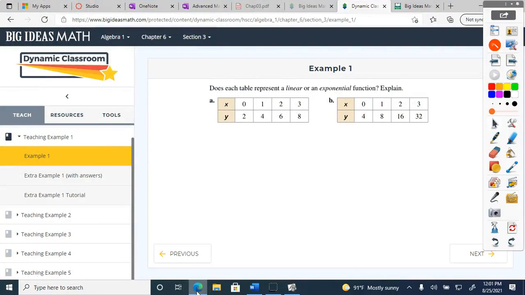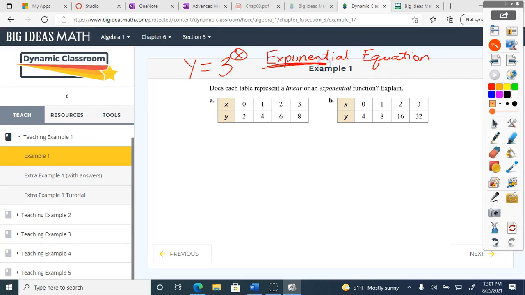All right. So, if it's y equals 3 to the x, x is the what? Exponent. So this is an exponential equation. Okay? The only requirement is for your variable to be a what? An exponent. If there's a variable in the exponent, it's an exponential equation.